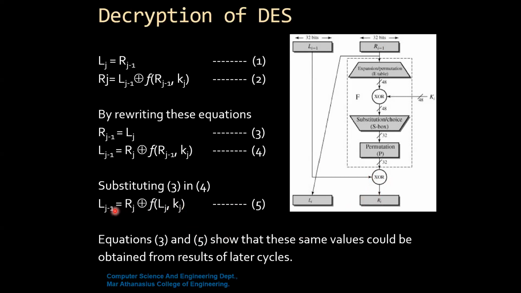You can get back R of j minus 1 and L of j minus 1 from L of j and R of j. This is a function applied on L of j and R of j. You can get L of j minus 1 and R of j minus 1 directly from L of j. So we can prove that decryption is just the opposite of encryption in the case of DES, and thereby you can get the plain text back.